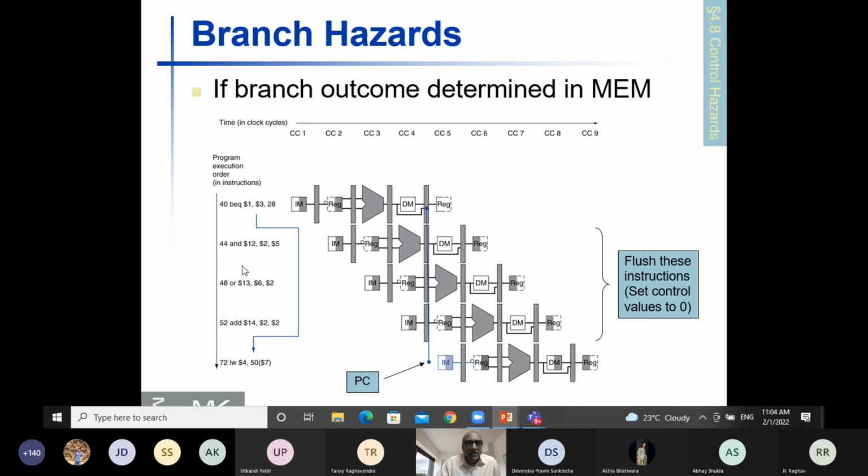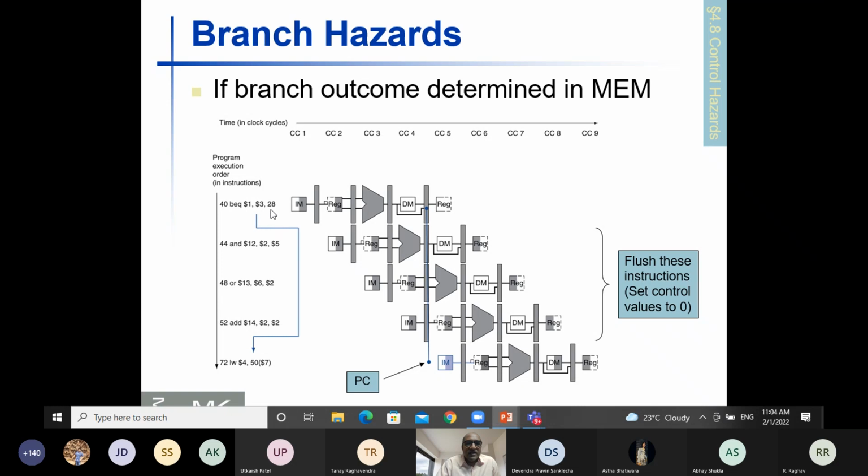And here, suppose, for example, this is the sequence of instructions, and assuming that the first instruction is the branch instruction, branch if equal, and then the following instructions are arithmetic and other instructions. So as per this branch instruction, if the branch is successful, then the target instruction will be 72, because right now the PC is 4.